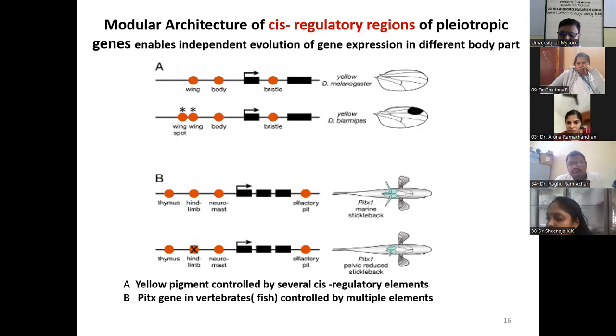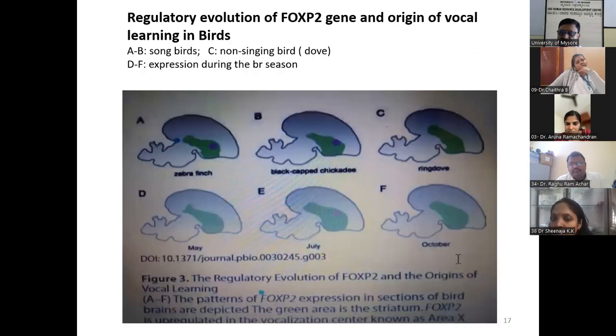Now this is wonderful molecular evidence to show us that indeed the changes in regulatory elements are responsible for changes in trait.